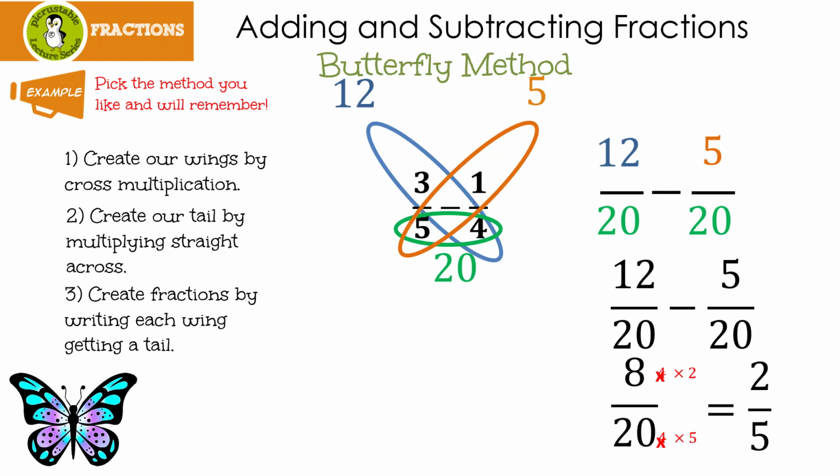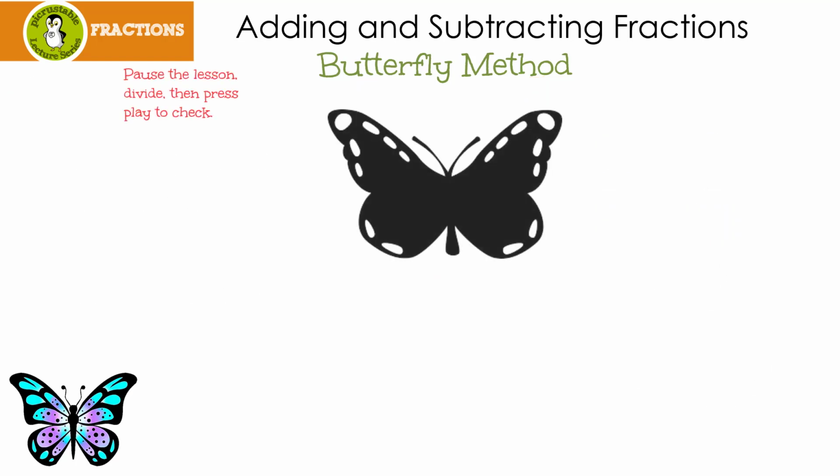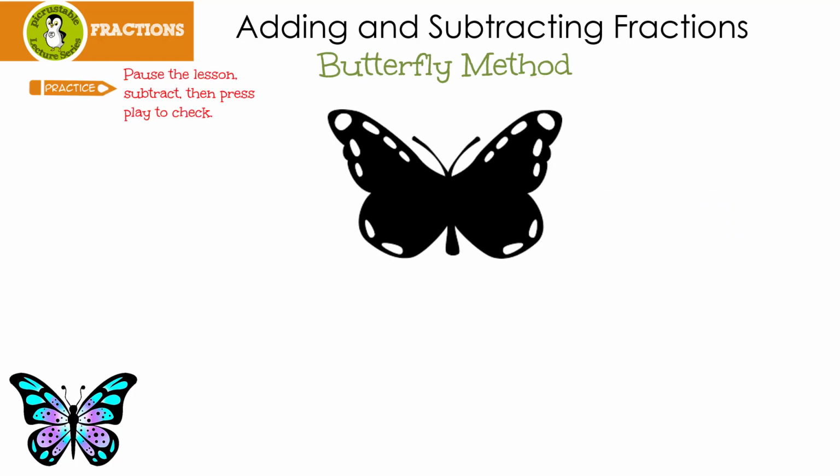And that's our answer. Now that we have this under control, guess what? It's your turn to try. You're going to pause the lesson, subtract, then press play to check. Remember, you don't have to do the butterfly method. You can do the method we just did, where we multiply by each other's denominator. Okay, try this one.